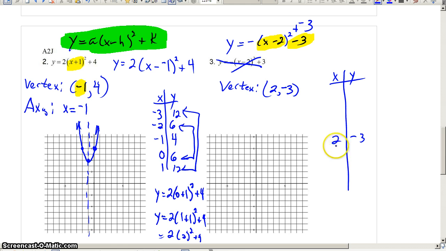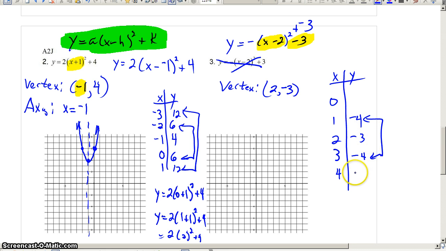Build your table by choosing values bigger and smaller than the x coordinate. If x is 2, we could get one bigger, one smaller, get another step bigger, another step smaller. For the sake of time, I'm running out of time with the video. I only have another couple minutes left. But if we were to real quickly work this out, you could see by plugging in a 3, you should get a y value of -4. Same thing with 1. Again, you're going to get your symmetry.